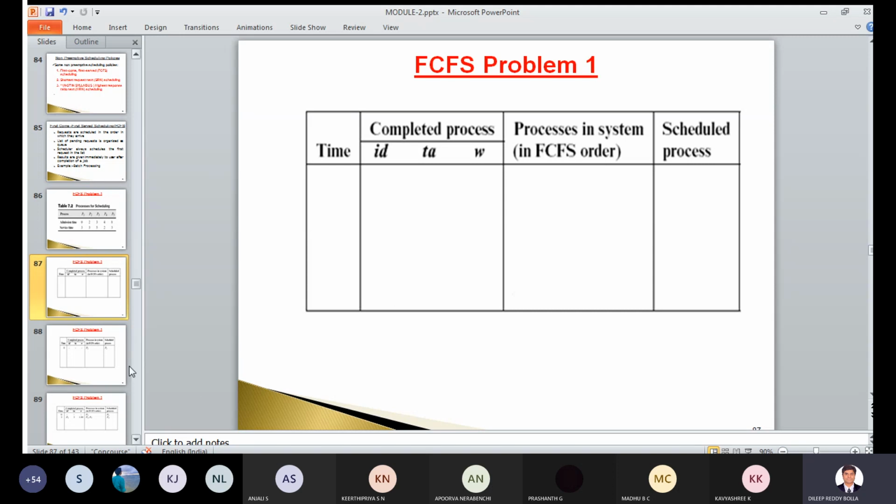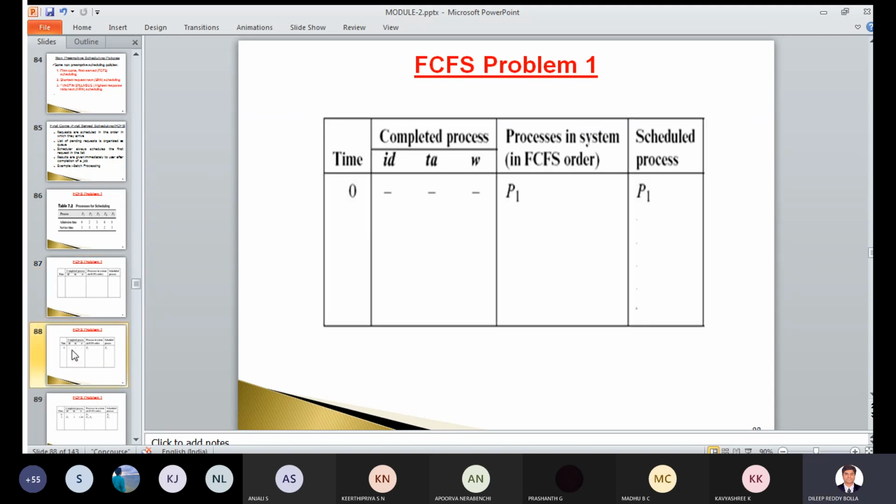table like this. If you move forward this table, initially time is 0. Nothing, no waiting time, no service time, everything is 0. Now let us assume that P1 has scheduled, or P1 started executing. Which one is scheduled? P1 only is scheduled.